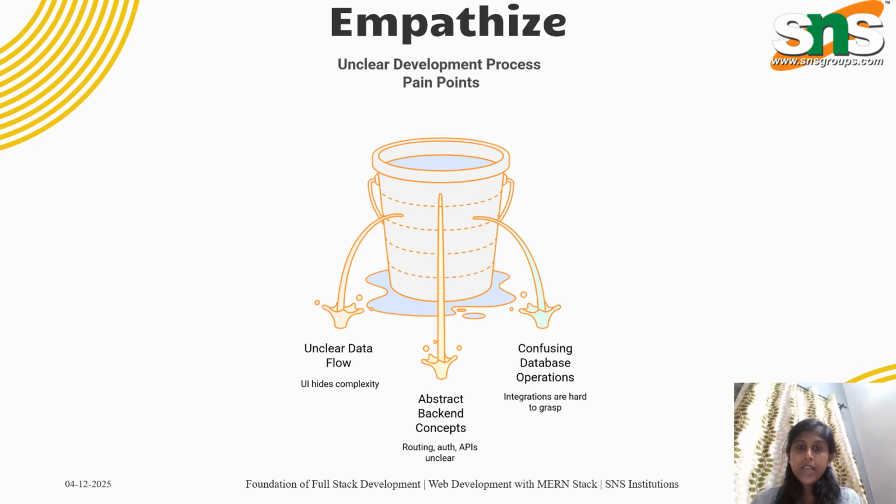Let's begin by understanding the expectations on both sides. Users want simplicity, speed, and reliability. They don't care about how the system is built. They just want it to work. Developers, however, need to think about the structure, performance, scalability, security, and long-term maintainability. Balancing these needs is what shapes a good full-stack application.